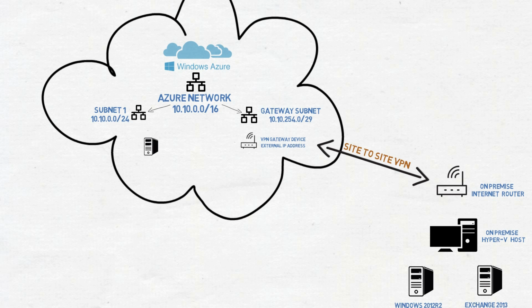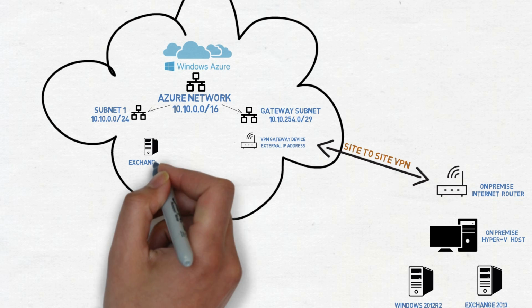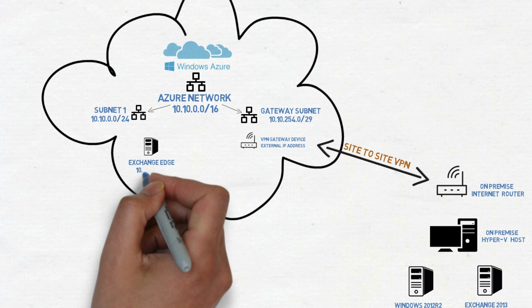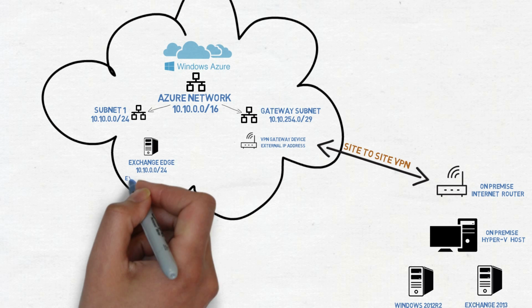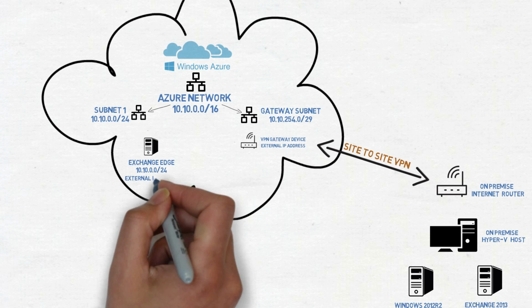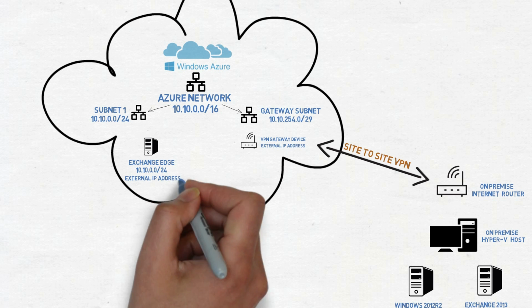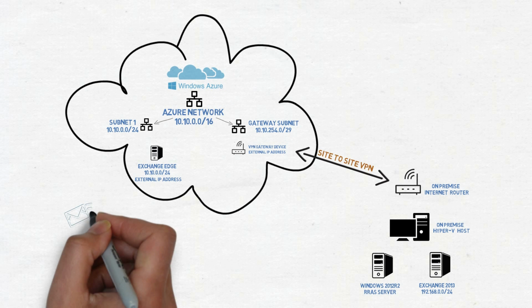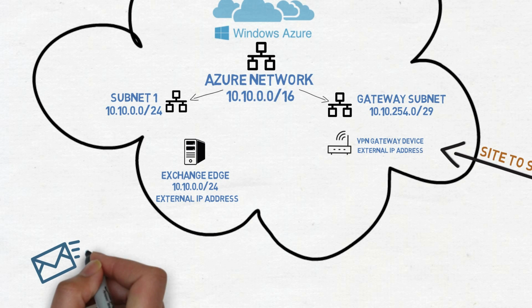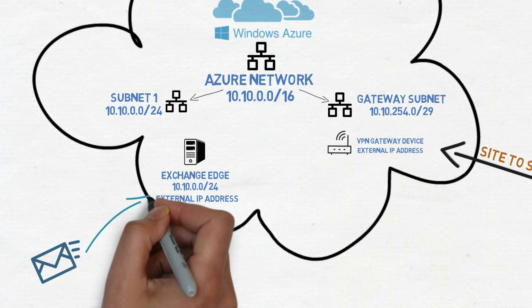The Exchange Edge server will sit in subnet 1, as we discussed before, in the cloud. And we'll be giving that an external IP address. Now that external IP address is quite key because that's where the MX records will be pointing to. So in theory, what should happen is a mail via the MX record should come to my Edge server.